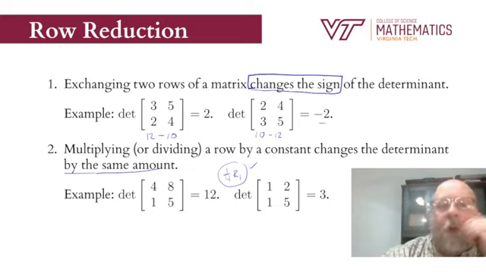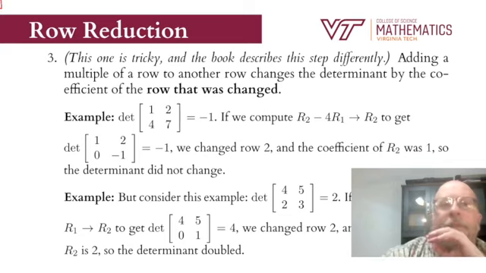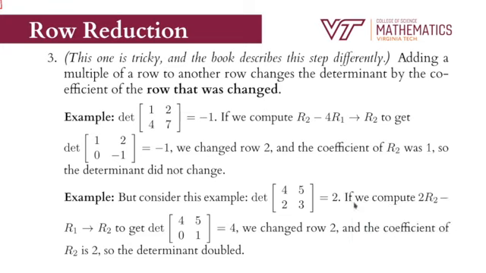So scaling a row changes the determinant by that amount. And then there's one other step. Let's talk about that one. This was a little tricky, and the book describes this step a little differently, but that's okay. We'll muddle through this. Using a combination, adding a multiple of a row to another row, changes the determinant by the coefficient of the row that was changed.